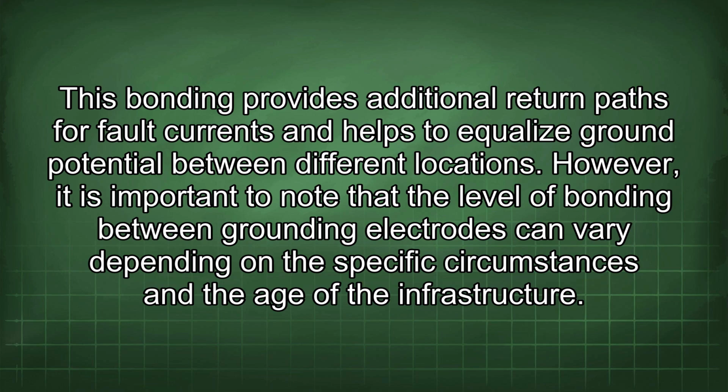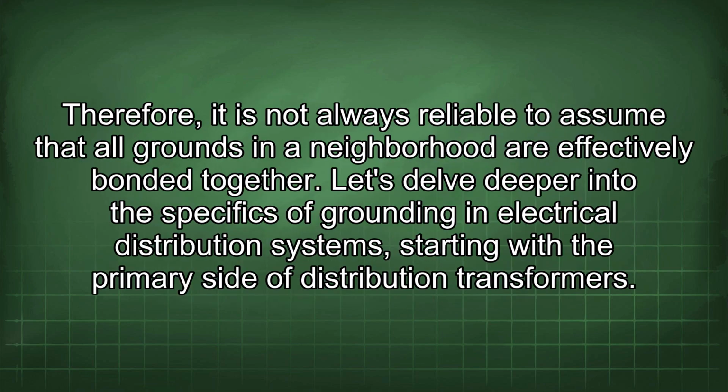However, it is important to note that the level of bonding between grounding electrodes can vary depending on the specific circumstances and the age of the infrastructure. Therefore, it is not always reliable to assume that all grounds in a neighborhood are effectively bonded together. Let's delve deeper into the specifics of grounding in electrical distribution systems, starting with the primary side of distribution transformers.